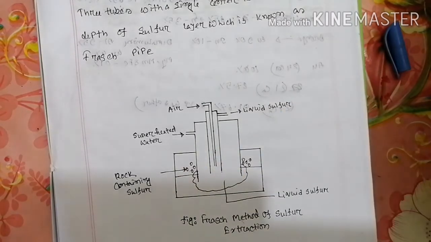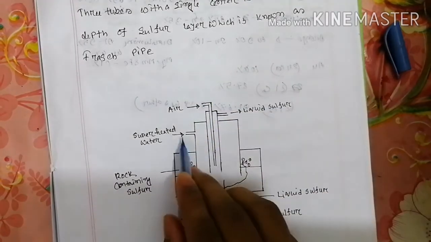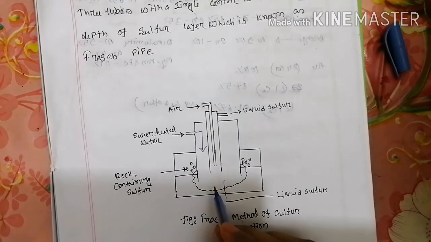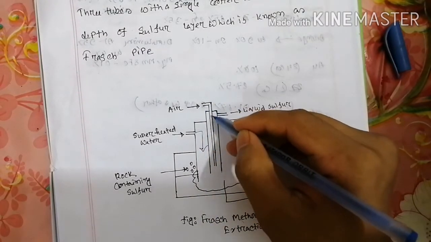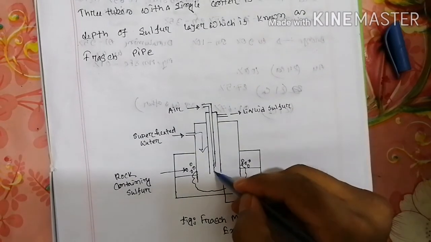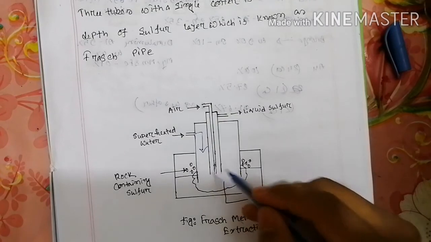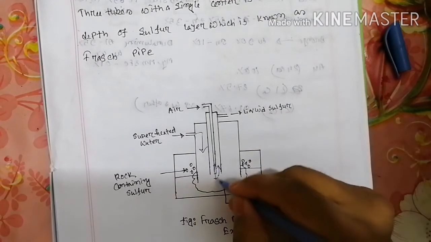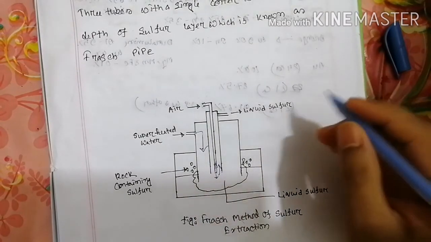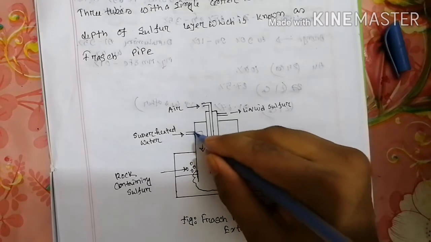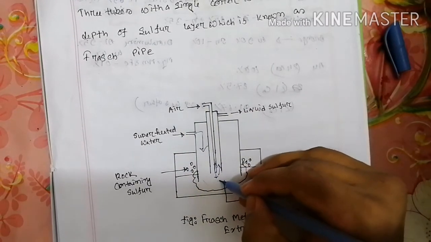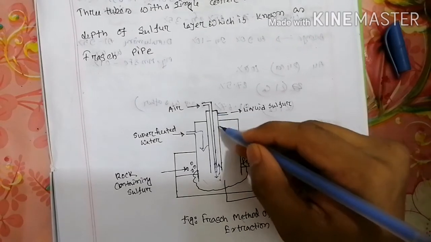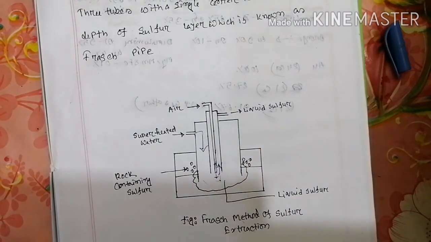More pressure is applied here. When superheated water is inserted in the sulfur layer, the sulfur layer melts, and when air is passed through the middle pipe, there is one line for the sulfur to go upward. That means this line is used for sending the sulfur upward. When pressurized air and superheated water are inserted in the sulfur layer, the sulfur melts more and goes up this portion, and we get liquid sulfur.